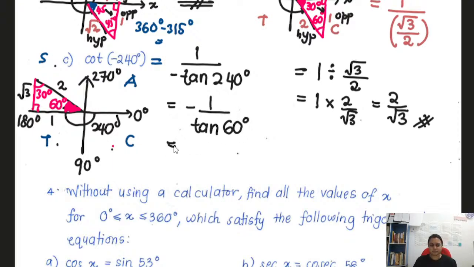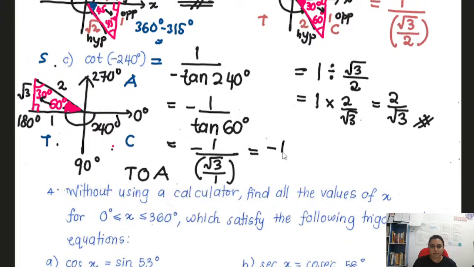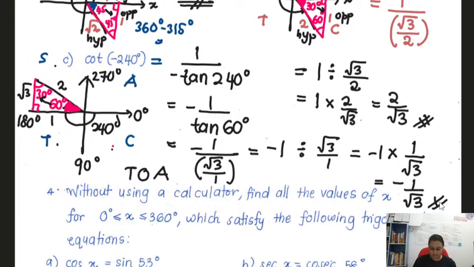Okay, tangent 60 berapa is dia nilai? You must use TOA, opposite over adjacent. So opposite is 3, adjacent is 1. So here we will get, we bahagi like this. Then we change it 2 times. Okay, dapatlah negative 1 per 3.